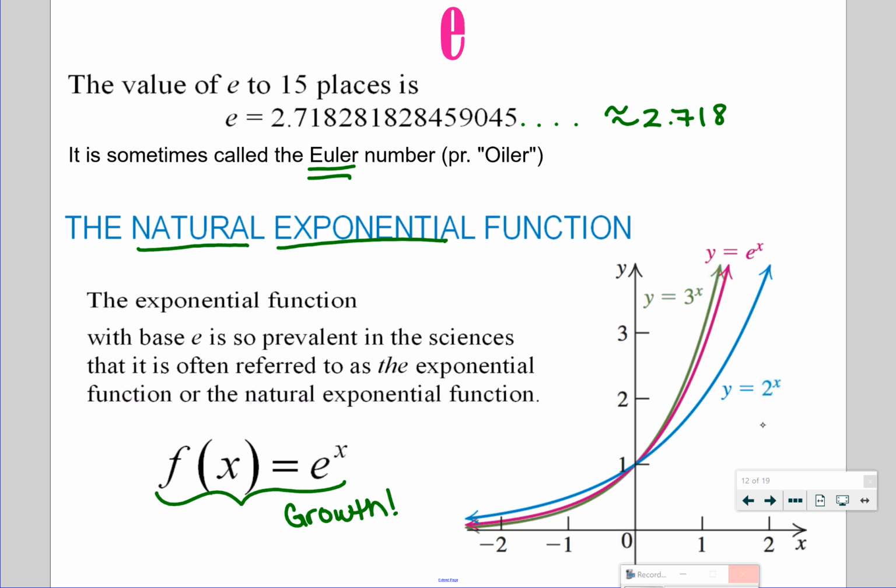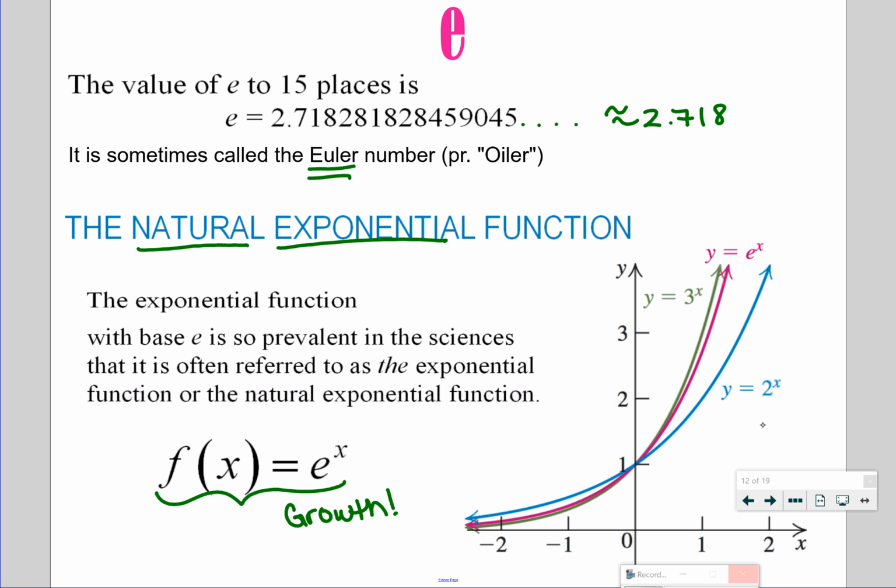So other than it just kind of being a nasty base number, this irrational number, all of the properties for the natural exponential function, or e to the x, are the exact same as all of our exponential growth functions. So don't get too worried if you see that e number there.